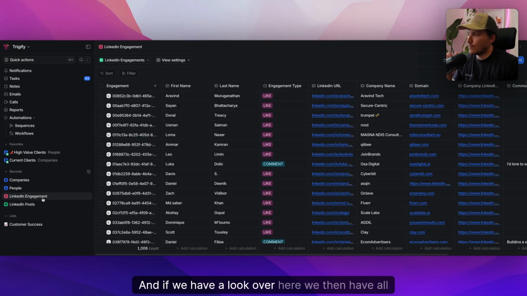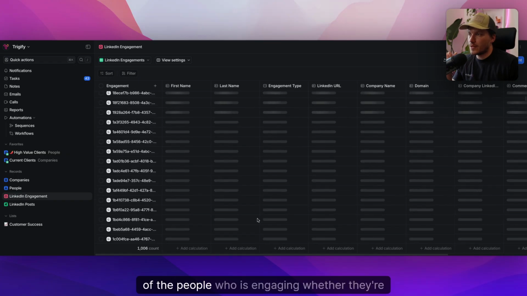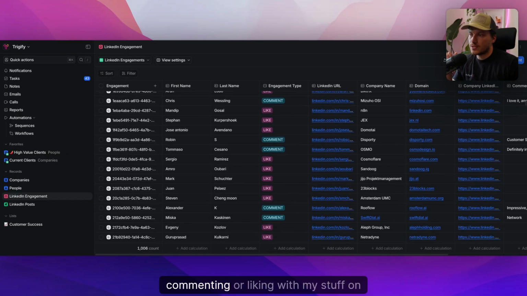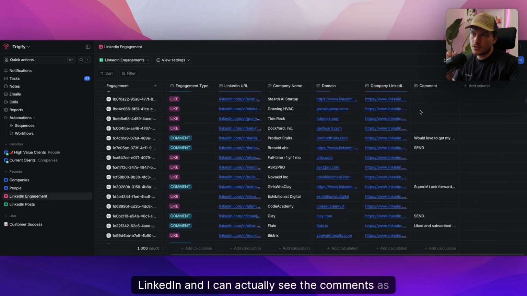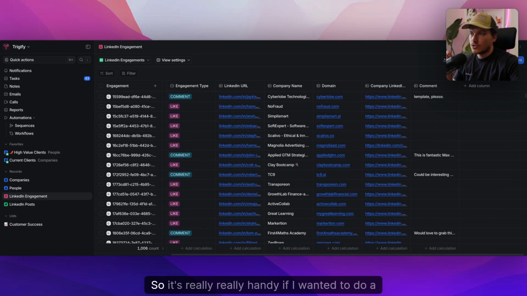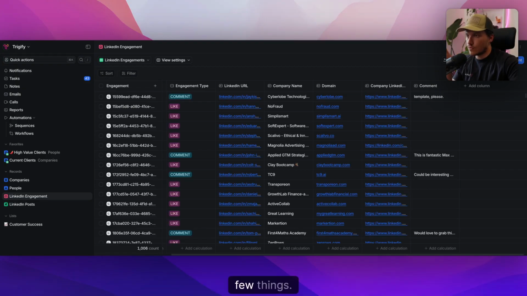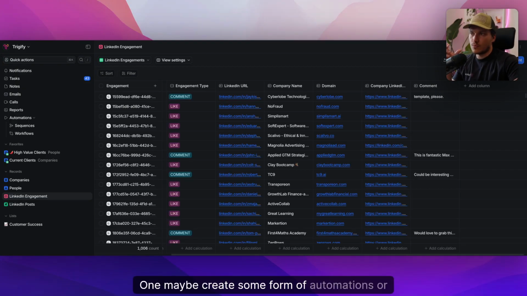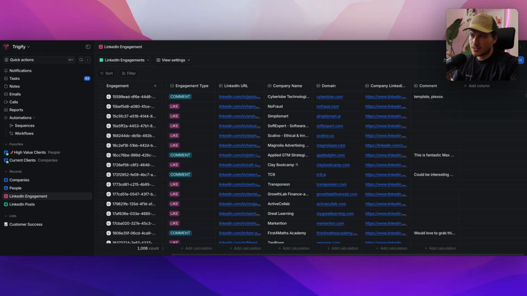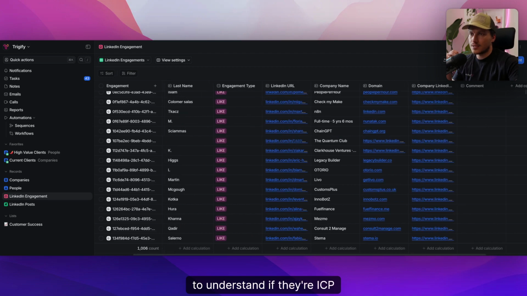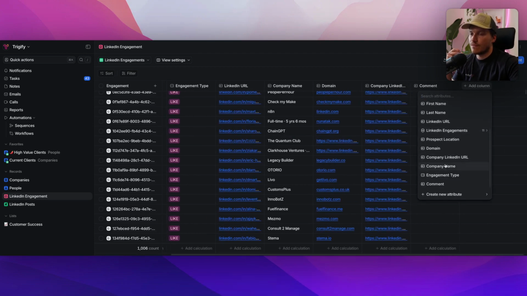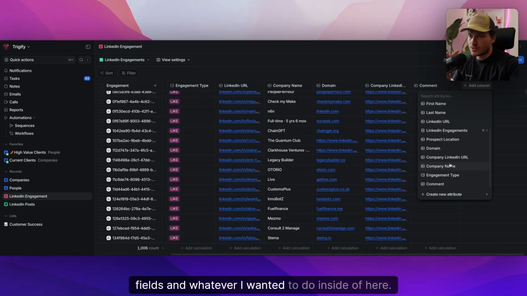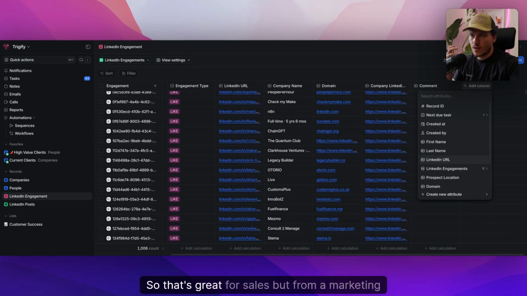And if we have a look over here, we then have all of the people who are engaging, whether they're commenting or liking my stuff on LinkedIn. And I can actually see the comments as well flooding in here. So it's really, really handy if I wanted to do a few things. One, maybe create some form of automations or campaigns out of this, to understand if they're ICP or not, because I can start to add different fields and whatever I wanted to do inside of here, right? So that's great for sales.